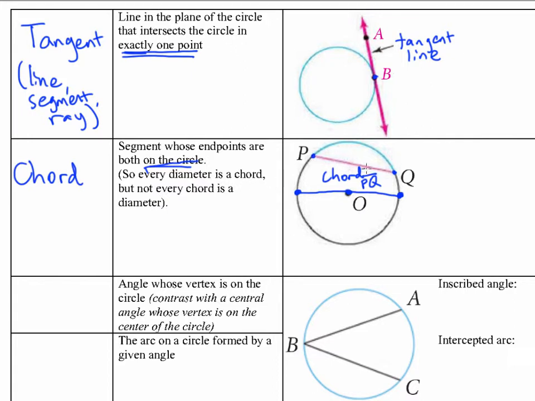In other words, look at this chord PQ. It doesn't go through the center. It's not a diameter. Okay, so every diameter like this is a chord, endpoints right here. But not every chord is a diameter.